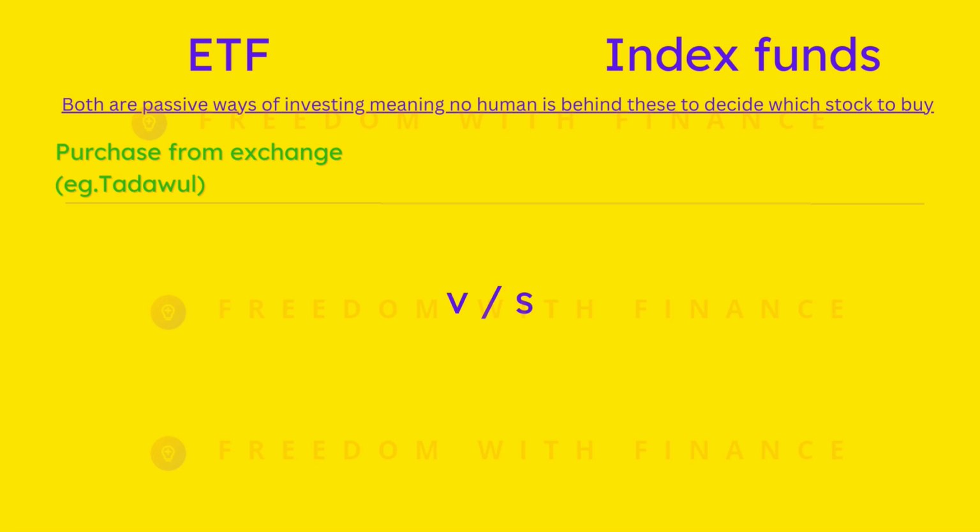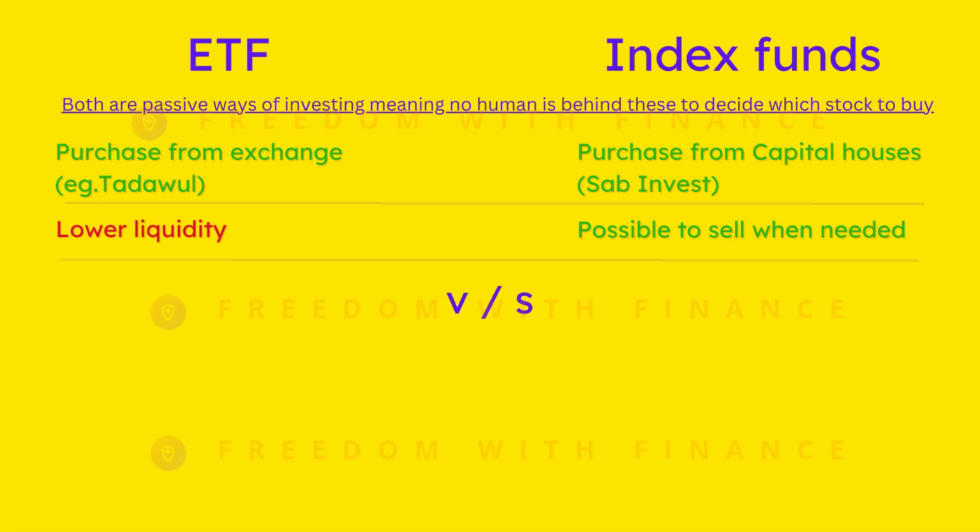While an index fund is created by a fund house like SabInvest or Alrajhi Capital, they have curated this index fund imitating the index itself, and therefore you're buying from the fund house. This means there is higher liquidity for the index fund but lower liquidity for the ETF, because with an ETF you need a buyer on the other side to purchase your units when you sell. Especially in a panic or downfall situation, it's much more difficult to liquidate your ETFs.